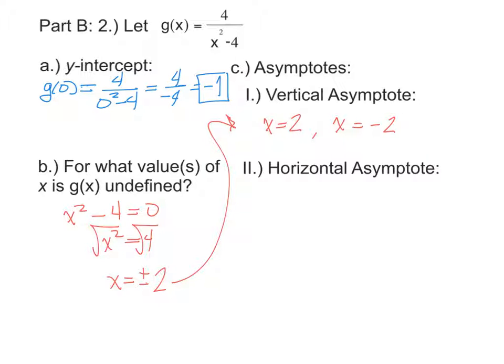When it comes to the horizontal asymptote, that has everything to do with the degrees of the numerator and the denominator. Because the numerator has a degree of 0, because there's no x's in it, and the denominator has a degree of 2 because it's x squared, that means the degree of the numerator is smaller than the degree of the denominator, and y will then equal 0.